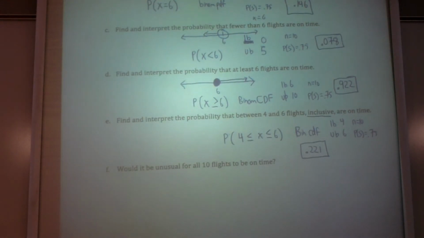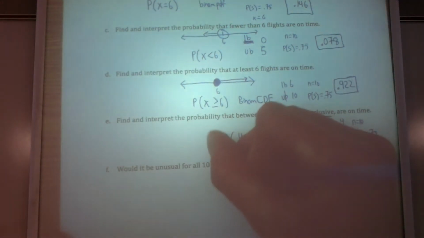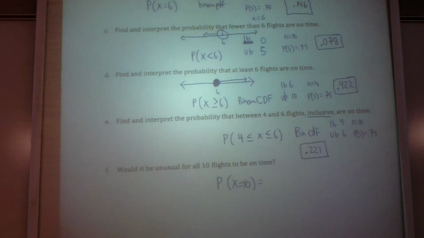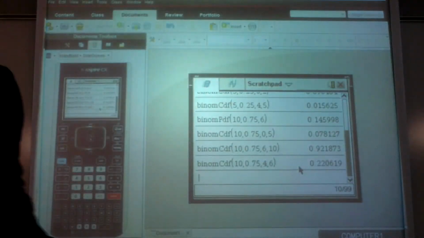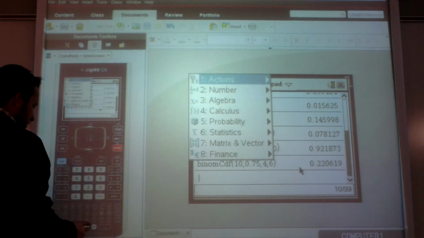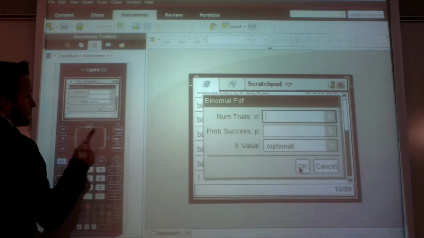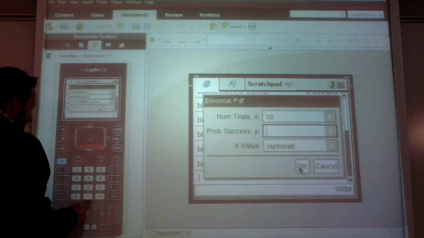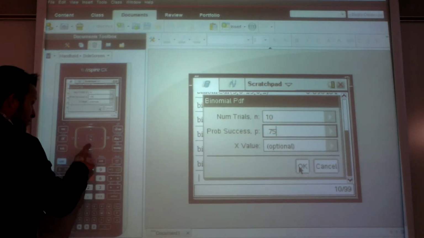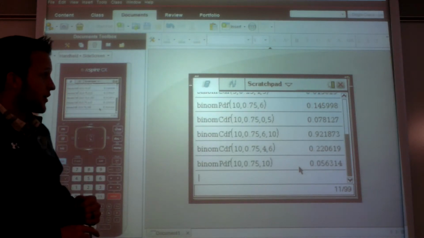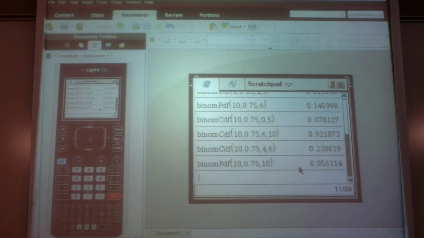All right, so that means we're going to use PDF because it's just one value here, okay? So I'm going to say probability that x is 10, and I'm going to go in my calculator and do a binomial PDF. So I'm going to go to menu, was it 55D, is that what we said? Yes, binomial PDF. We're doing 10, and we get 0.75 for probability, and we want all 10 to be on time.